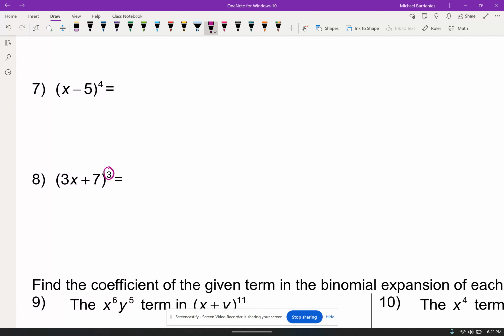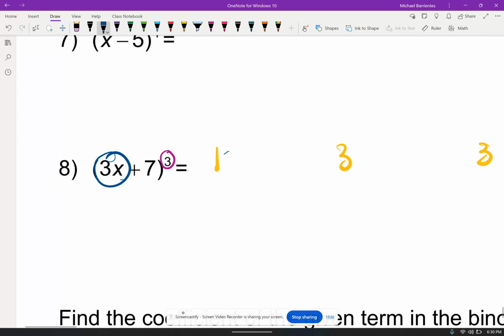But if I use Pascal's triangle for row 3 here, row 3 says my values are 1, 3, 3, and 1. Great, I'm done with that part. The second part, take a look at the first term and take it to that power. But notice this time I have a 3 and an x. So then the first term will include 3x to the third power.